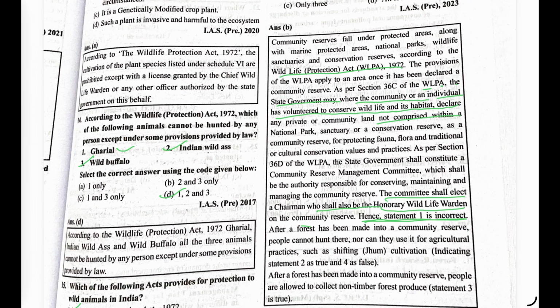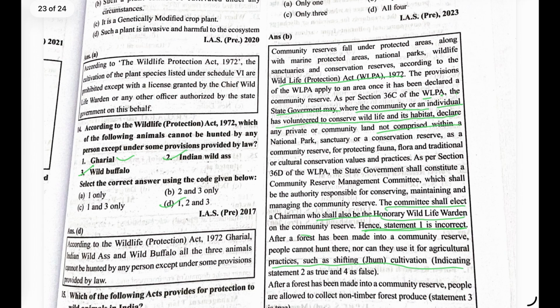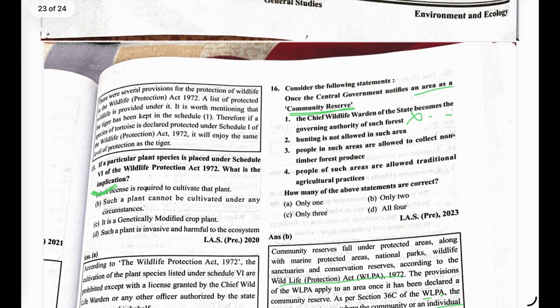After a forest has been made into a community reserve, people cannot hunt there, nor can they use it for agricultural practices such as cultivation. So statement 2 is true and 4 is false. Hunting is not allowed in such an area, yes. And people in such an area are allowed to collect non-timber forest produce, yes. And people of such an area are allowed traditional agricultural practices? No, agricultural practices do not happen here. So 2 and 3 only is the correct option.